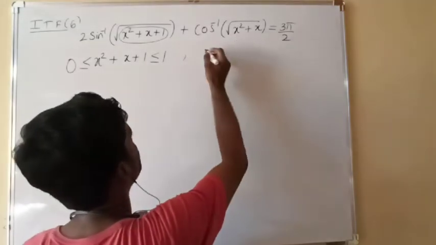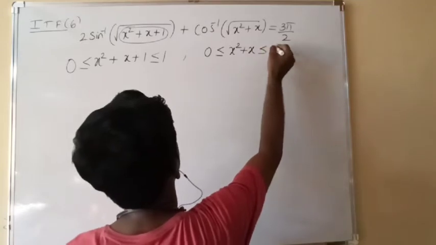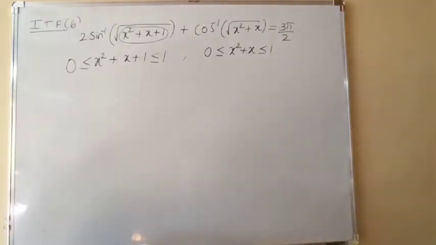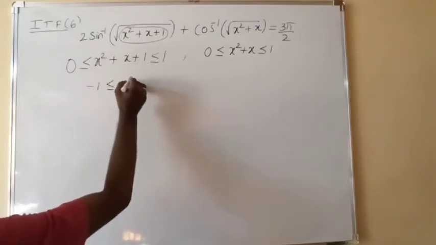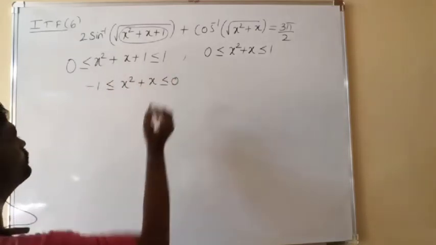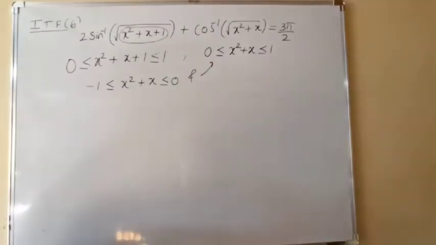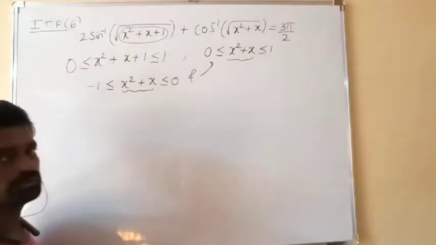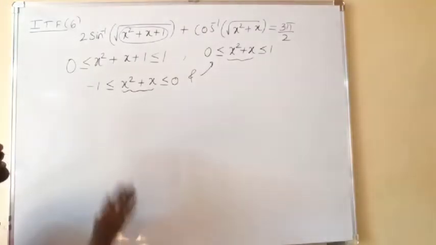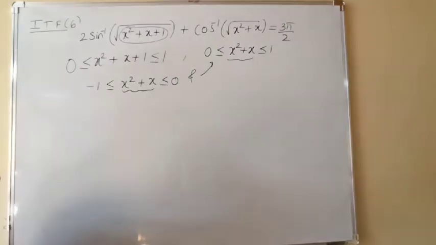And this factor is also under a square root. What will you get? One more condition: 0 less than or equal to x square plus x less than or equal to 1. If you subtract 1, you get -1 less than or equal to x square plus x less than or equal to 0. From these two inequalities, what can we conclude? According to the first, the same factor lies between 0 and 1, both included. According to the second, it lies between -1 and 0.